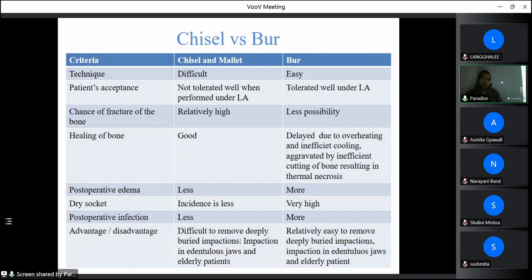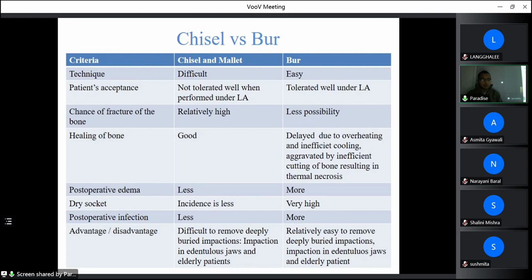In the case of chisel and mallet, this technique is difficult. Using a burr, it is easy. Patient acceptance is poor; it is not tolerated when performed under local anesthesia. Using a burr, it is tolerated well under local anesthesia. Chances of fracture of the bone are relatively high while using a chisel and mallet. If you apply excessive force, you may cause an angle fracture of the mandible. So chances of fracture are less using a burr.